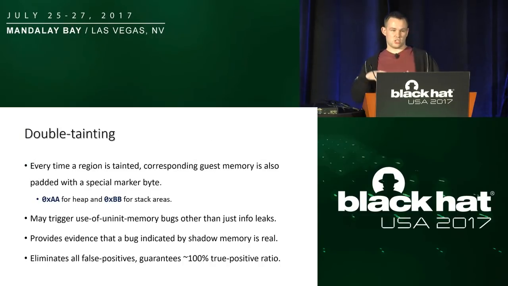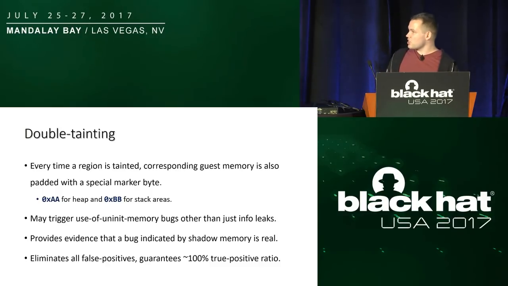And apart from just tainting the memory that is being allocated in our shadow memory, what I wanted to do is also pad the guest memory with some special marker bytes. So we have a padding with the AA byte for heap allocations and BB byte for stack areas.